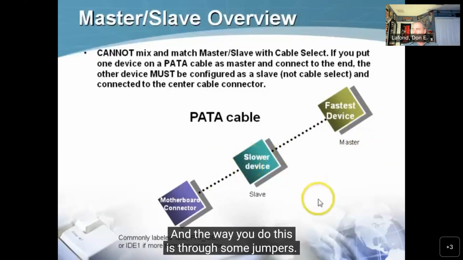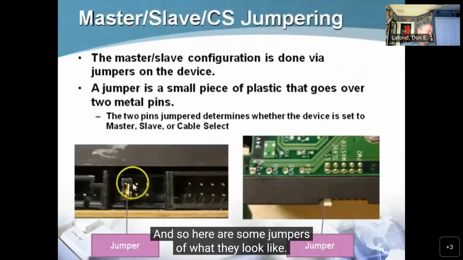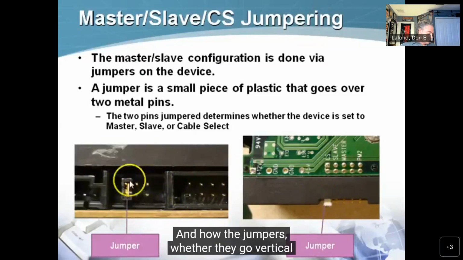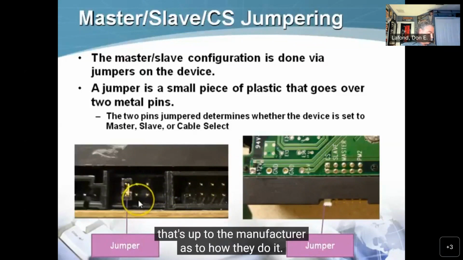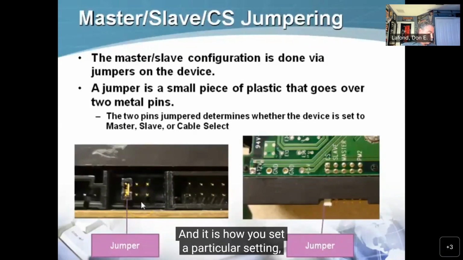And the way you do this is through some jumpers. Here's what some jumpers look like. This is a black jumper over here and a white jumper on this one. Whether the jumpers go vertical or left to right is up to the manufacturer. A jumper, a small piece of plastic, goes over 2 pins, and it is how you set a particular setting, whether you set it to master, slave, or cable select.